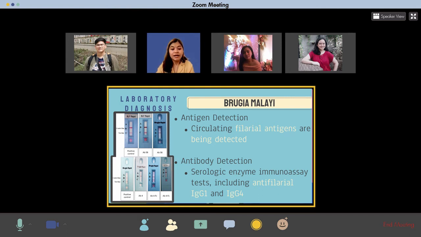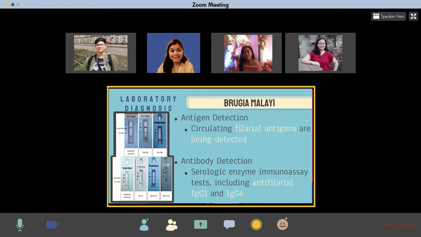On the other hand, antibody detection uses serologic enzyme immunoassay tests, including the antifilarial IgG1 and IgG4, which provide an alternative to microscopic detection of microfilariae for the diagnosis of lymphatic filariasis. Patients with active filarial infections typically have elevated levels of antifilarial IgG4 in blood, and these can be detected using routine assays.